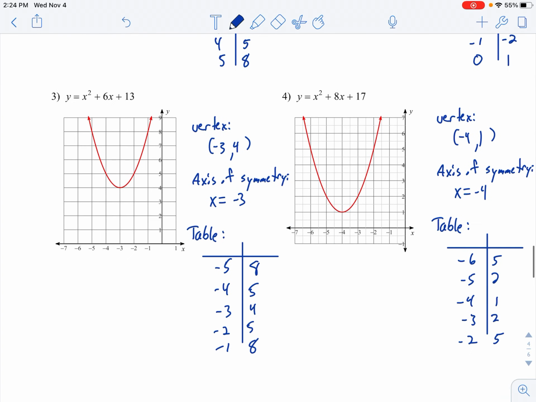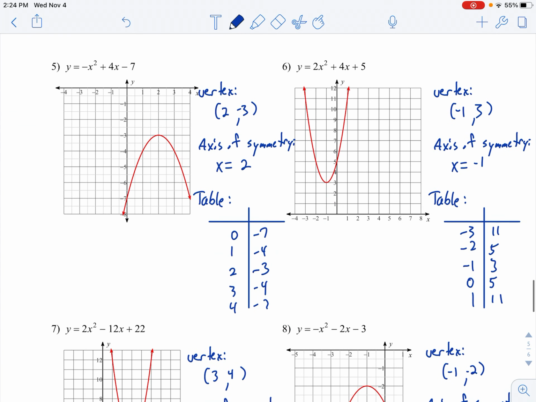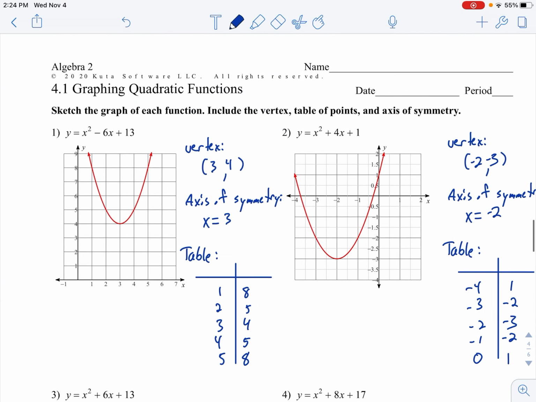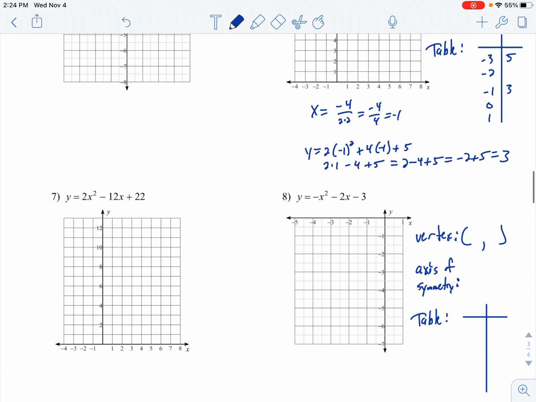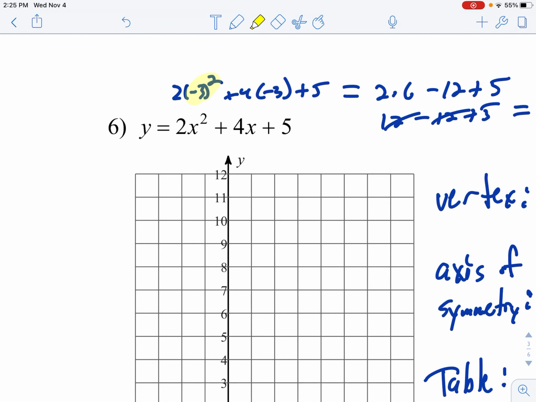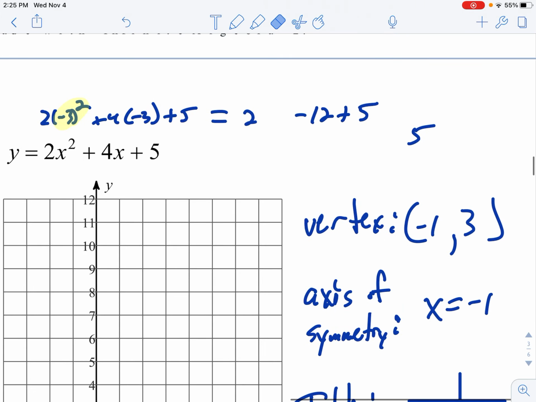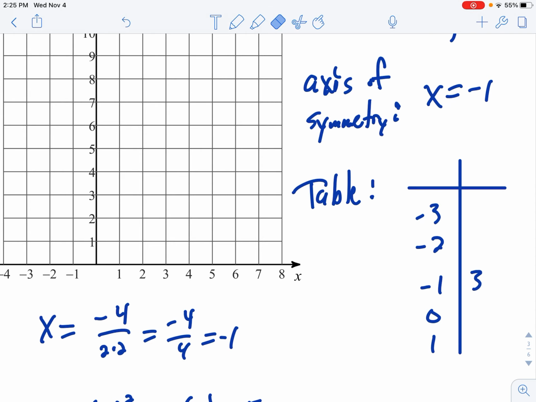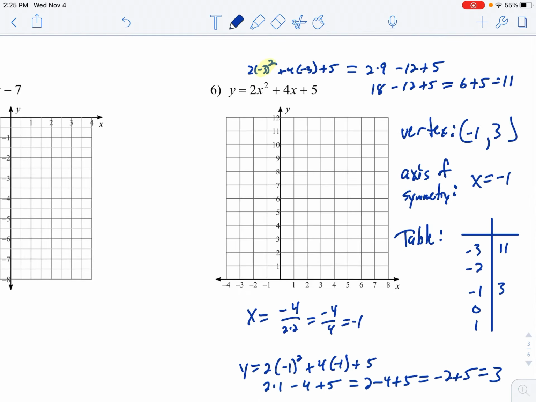I'm going to scroll down to number 6 and take a quick look. Yeah, that's supposed to be 11. What did I do wrong? Oh, I'm dumb. 3 squared is not 6. Duh, what's 3 squared? It's 9. 2 times 9 is 18 minus 12 plus 5. 18 minus 12 is 6 plus 5, which is 11. Good. All right, let's plug in 2 and work it out.